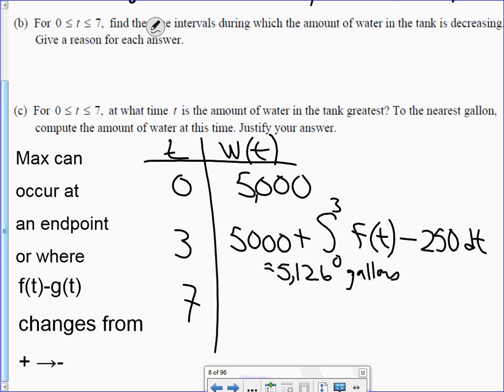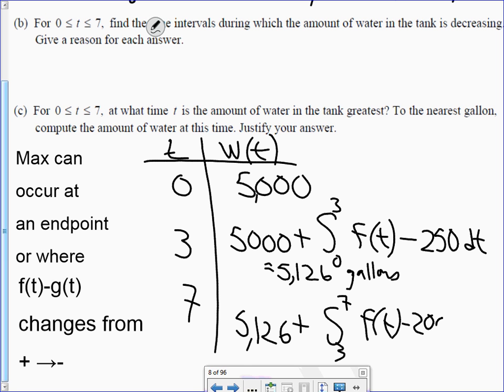Now here's the kicker. You know how normally we always go back to that starting point? We work off of it. Do I want to do that again? Do I want to go back to time 0? You want to take that and add the change. So you're taking the amount of water at time 3 and adding the change in water from 3 to 7. Now what do I put in for the rate of change of water from 3 to 7? There you go, F of t minus 2,000.